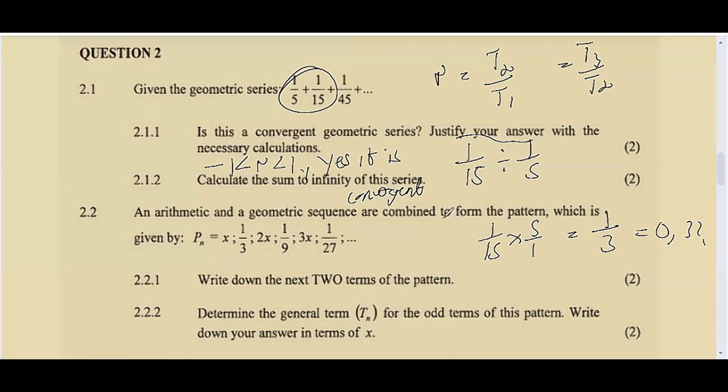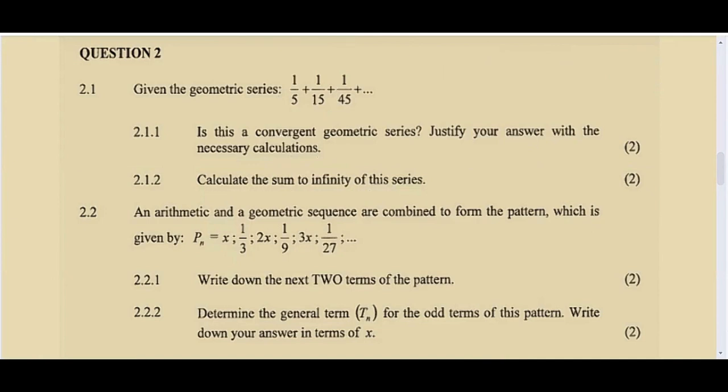Now, let's check. 2.1.2 says calculate the sum to infinity of this series, right? Note, if they say a geometric series is convergent, the question that usually follows is for you to calculate the sum to infinity, because a convergent geometric series most of the time leads to the sum to infinity. Then this is the sum to infinity, and we have a over 1 minus r, where your r should not be equal to 1.